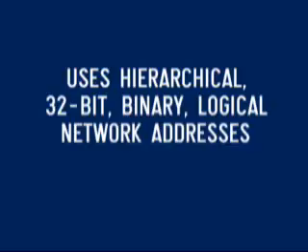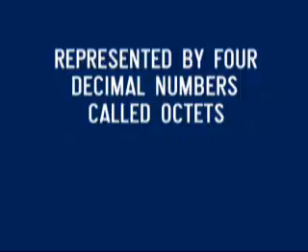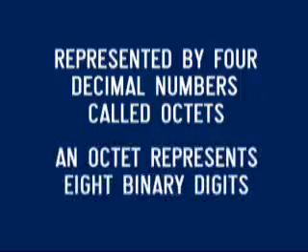Hi, today we're here to talk about IP numbering and addressing basics. TCP/IP uses 32-bit hierarchical binary logical network addresses. These addresses are represented by 4 decimal values, which are known as octets because each one represents 8 binary digits.